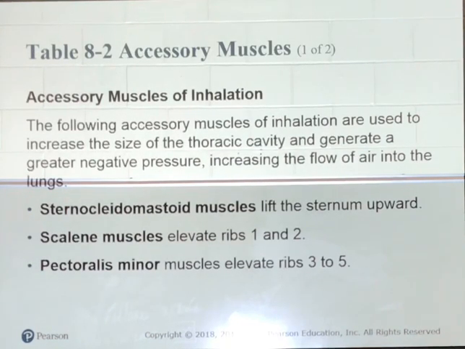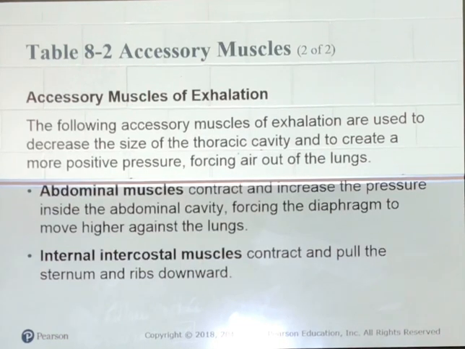All right, these are your accessory muscles. You have your sternocleidomastoid muscles, your scalene muscles, and your pectoralis minor muscles. That's a mouthful. You also have abdominal muscles and internal intercostal muscles.